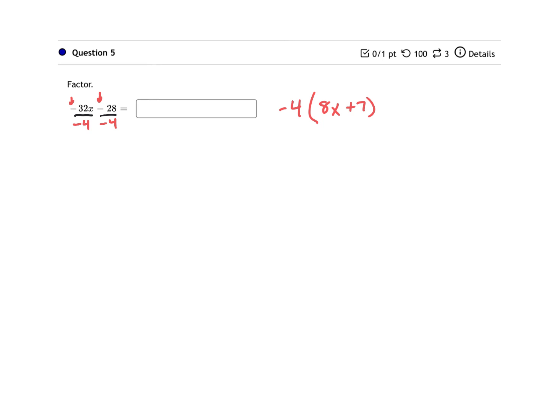Now, I said before that we could also pull out a positive 4. If you pulled out a positive 4, then when I divided each one of these, I would divide by a positive 4. That would give me negative 8x minus 7. Either of those answers is going to be acceptable, and it will give you the correct answer if you type either one of those in.